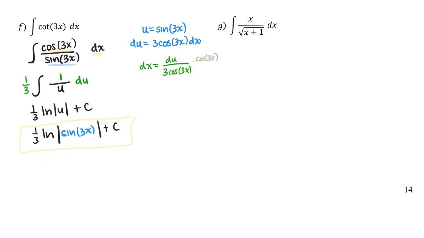It's the integral of x divided by the square root of x plus 1. Since I'm square rooting the x plus 1, it feels like u should be the x plus 1. du equals dx, which is like the best type of du. So at the bottom, I'm going to have the square root of u.